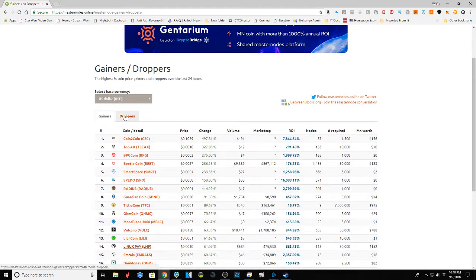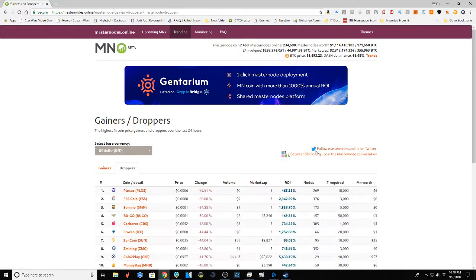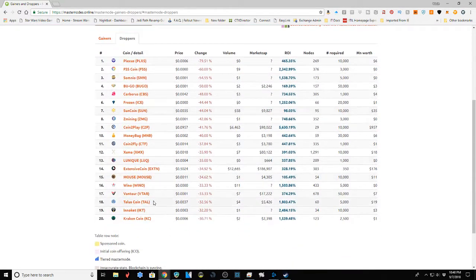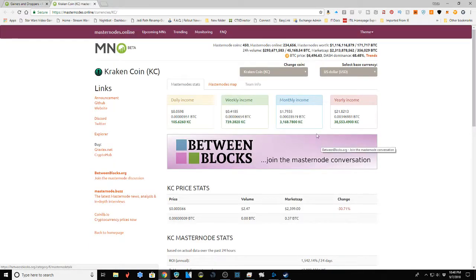Now, here's another interesting scenario that you can sometimes get into in cryptocurrency. You can go to droppers. All right, I have a Kraken coin Masternode. I've seen this go all the way up to the top of the list. I've seen it go all the way back down to the bottom. It's all over the place. But I own one, and it pays out fairly often. Sure, it only pays me $21 a year, but that number has been higher, and that number has been lower.